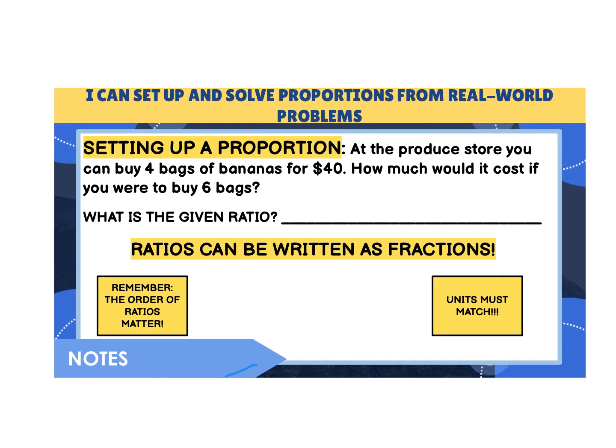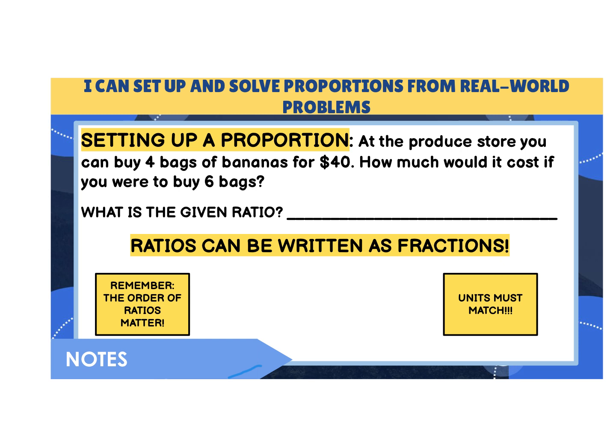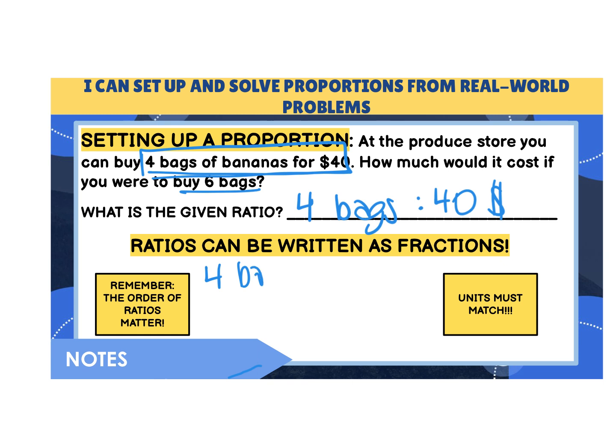Similarly, at the produce store, you can buy 4 bags of bananas for $40. How much would it cost if you buy 6 bags? So the given ratio, the full ratio that they give us, is 4 bags to $40. We can write that ratio as a fraction, 4 bags over $40.